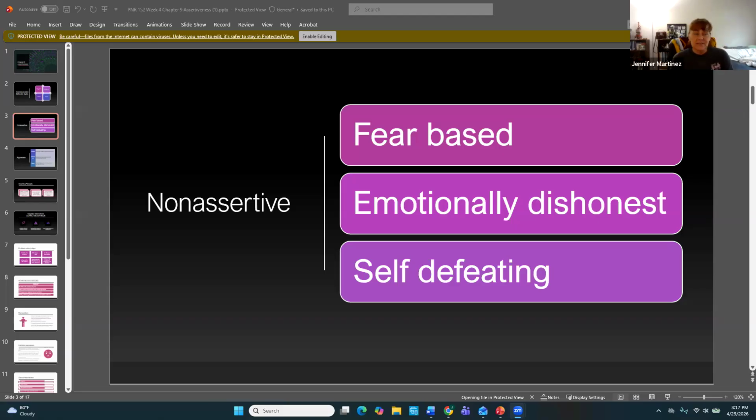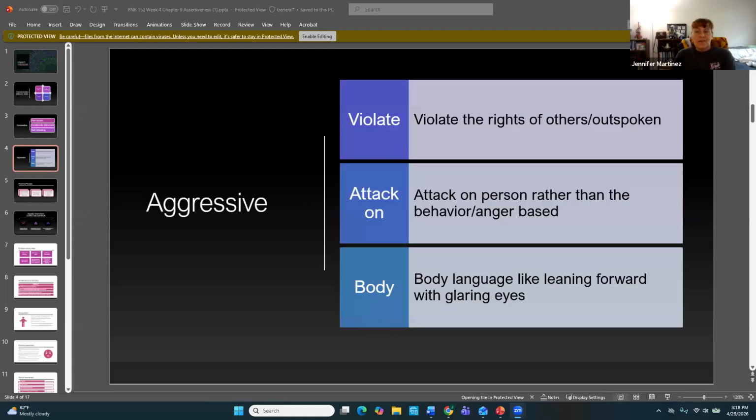And this will reflect in their nursing, how they care for their clients. They're often unable to recognize and meet client needs. With aggressive behaviors, or an aggressive communication style, this is basically violating the rights of others. It's outspoken. It is an attack on a person rather than the behavior, so it's more anger based.